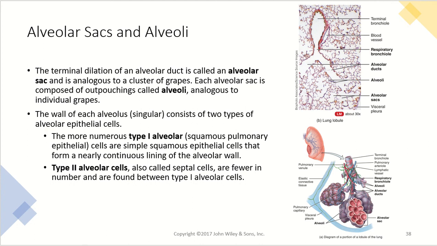So that makes sense. So the wall of each alveolus, which is singular for alveoli, is going to consist of 2 types of alveolar epithelial cells. We've got our more numerous type 1 alveolar cells. These are going to be a squamous pulmonary epithelium. These are going to be simple squamous epithelial cells that are going to form a nearly continuous lining of our alveolar wall. Then our type 2 alveolar cells are also called septal cells, and these are going to be fewer in number and are going to be found in between those type 1 alveolar cells.